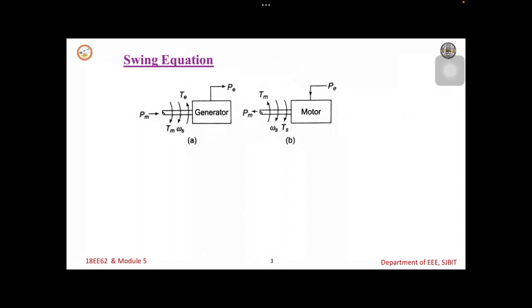In the first session, I explained the introduction to power system stability, classification of power system stability: rotor angle stability, voltage stability, frequency stability. Along with that, I explained the dynamics of the synchronous machine. So, let us consider the swing equation.